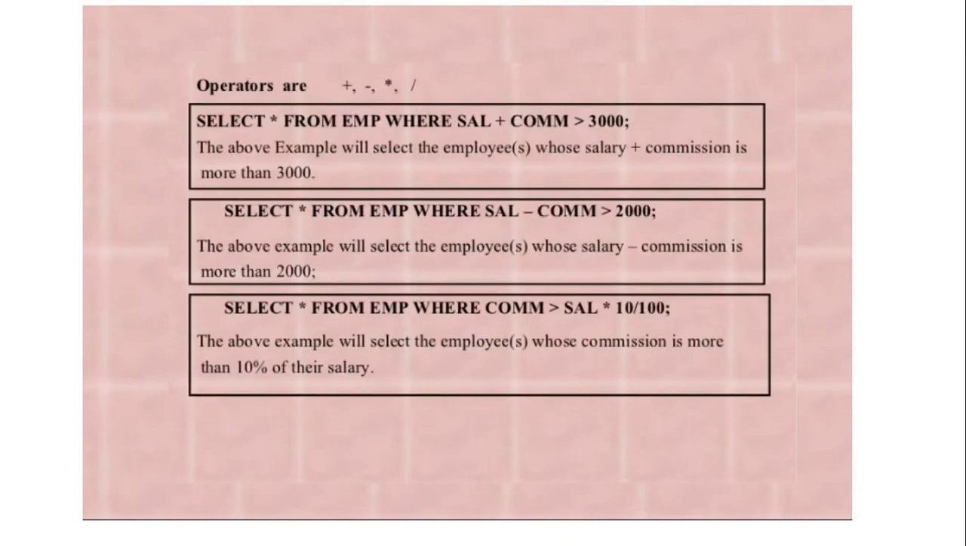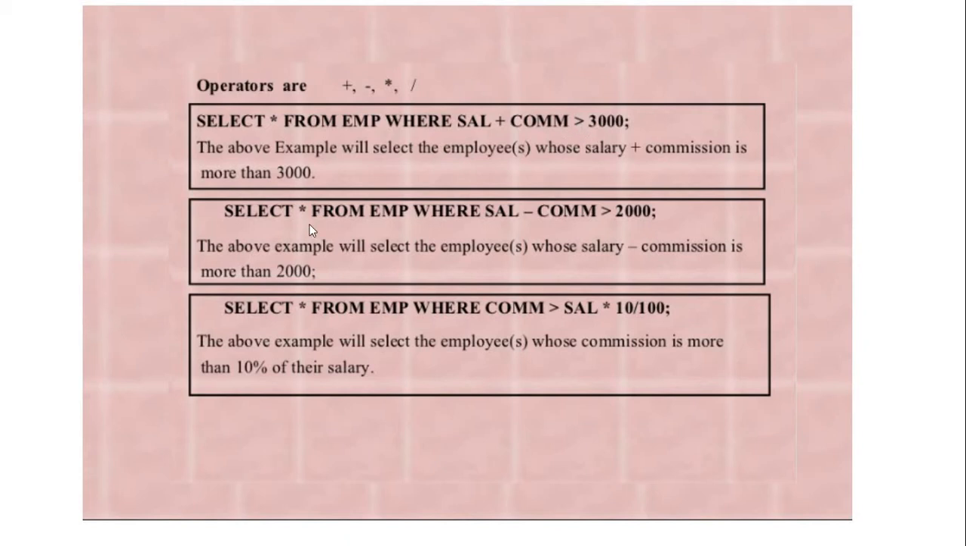If we consider the arithmetic operators, you can see that plus, minus, multiplication and division can be applied to perform arithmetic operations in SQL. For example, if you want to apply the plus operation on two columns, salary and commission, and then apply a condition, you can put the plus operator in between these two column names. It will first add the salary and commission together, and then apply the condition.